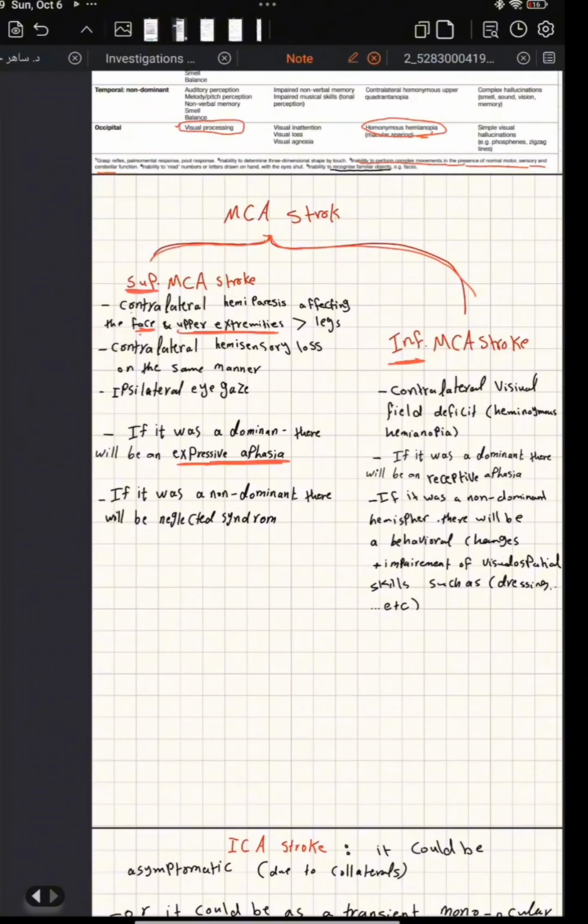And expressive aphasia occurs because of Broca's area, which is responsible for speech production, located on the inferior frontal gyrus on the lateral surface, and this is supplied by the middle cerebral artery. So Broca's area will be affected, and then the person cannot produce speech, so there will be an expressive aphasia, okay? What about the inferior middle cerebral artery?